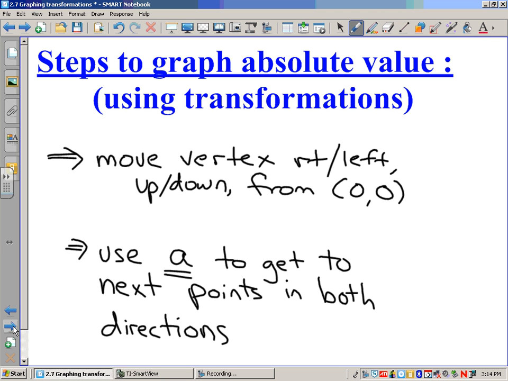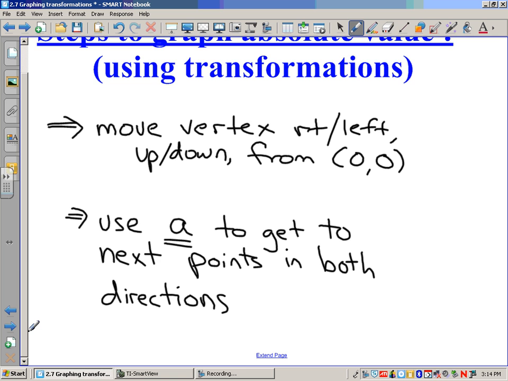Then, to get the shape of the V, you're going to use that number that is out in front. Now, if there is no number, it's 1. So it would be up 1 over 1 in both directions. If it's a half, I'm going to go up 1, right 2, up 1, left 2. If it's negative, let's say it was negative 3, I'm going to move down 3, right 1, down 3, left 1, because you have to make the V shape.